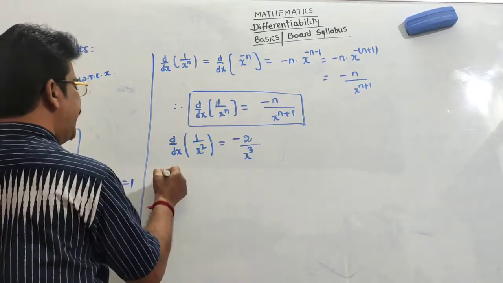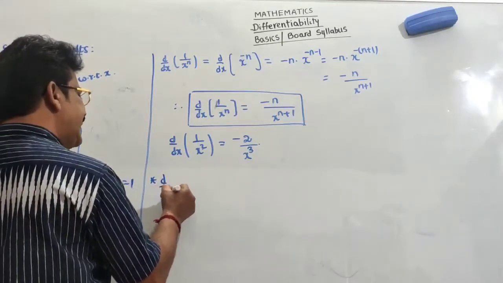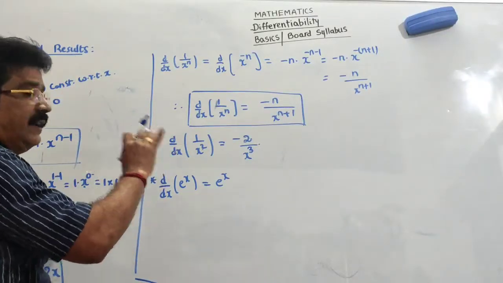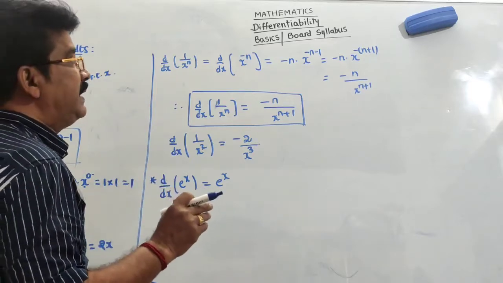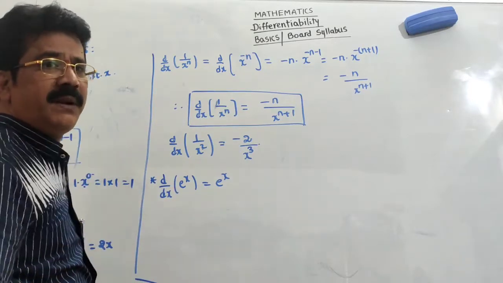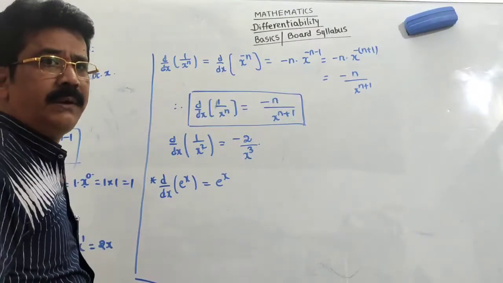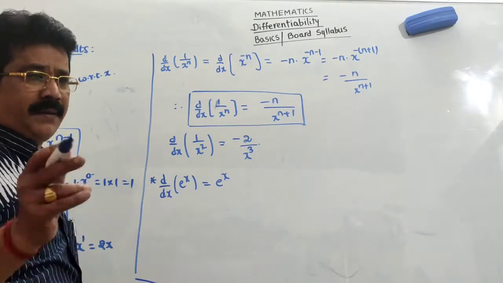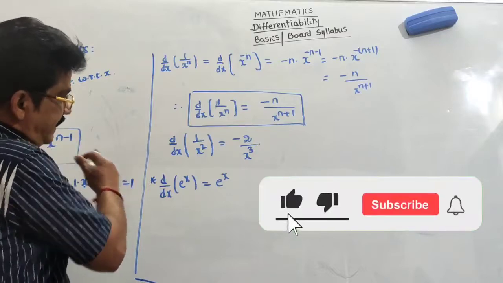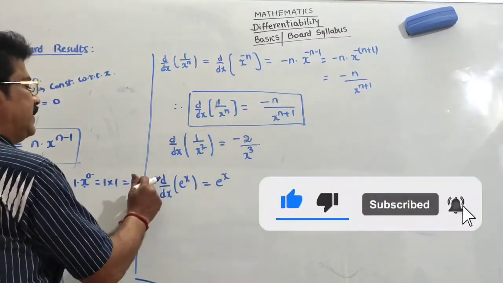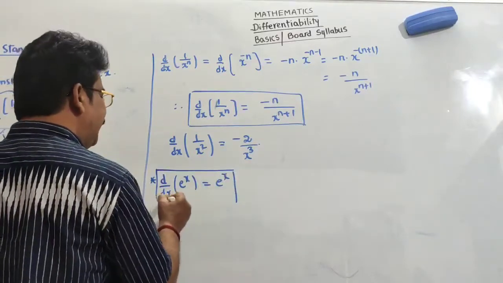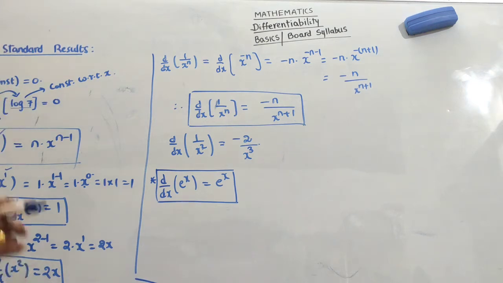Later, d by dx of e power x is the same, e power x. These are the standard results, standard formulae. Actually these are derived from the first principle of derivatives, meaning f dash of x equals limit h tends to 0 of f of x plus h minus f of x divided by h. From that formula we derived all the results. Out of which this is another formula: d by dx of e power x equals e power x. Whichever I put in the box, you must treat as a formula, learn by heart and practice well.